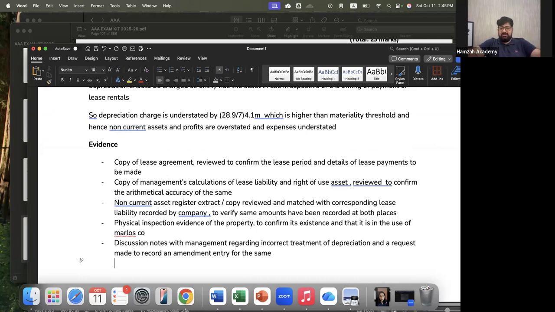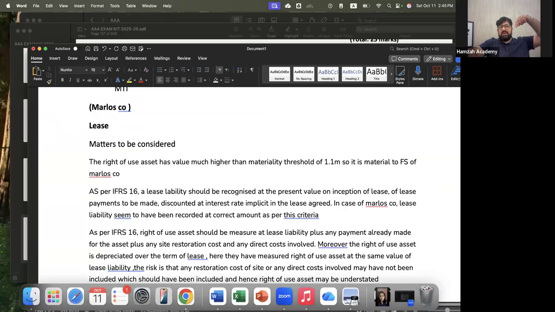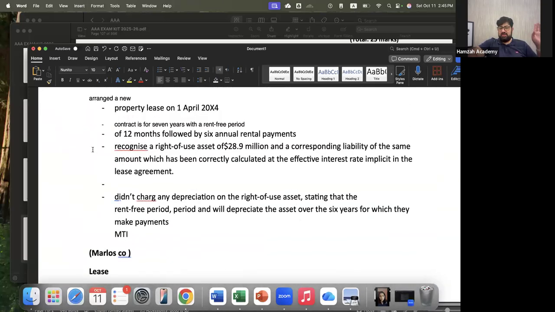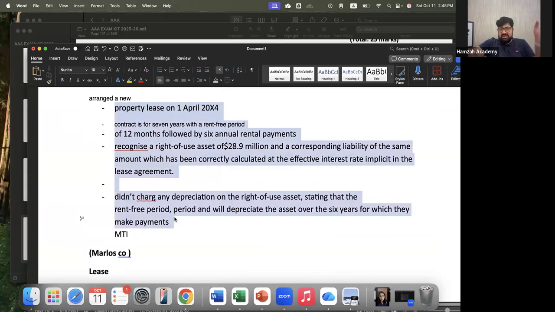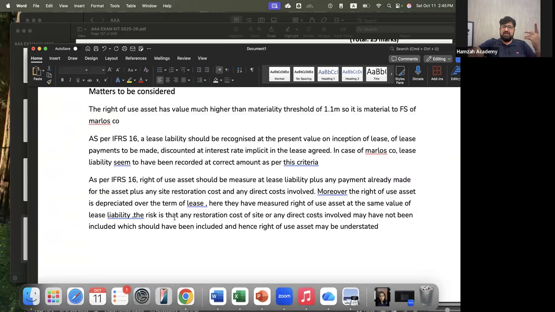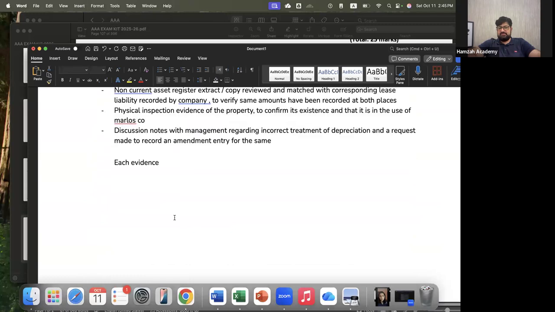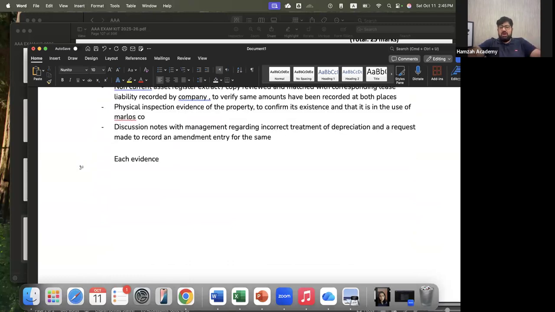Each evidence is as per the scenario. There is nothing generic you can see. All these things, what they are saying, we are trying to verify. There is nothing generic. In AAA, you lose marks when you don't discuss the scenario. The examiner wants to see application. They don't want knowledge from you. They don't want generic things.